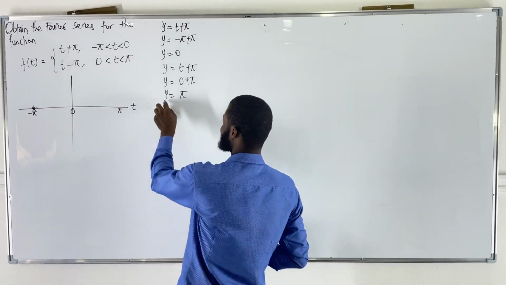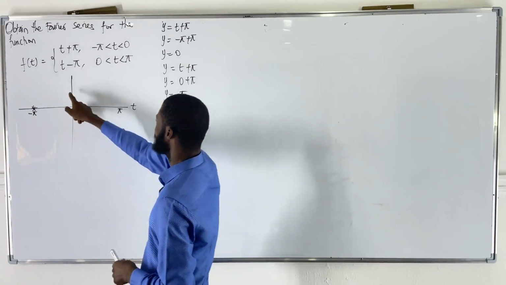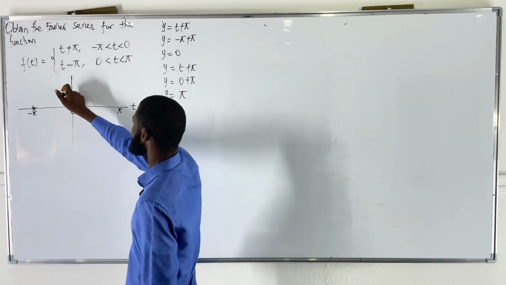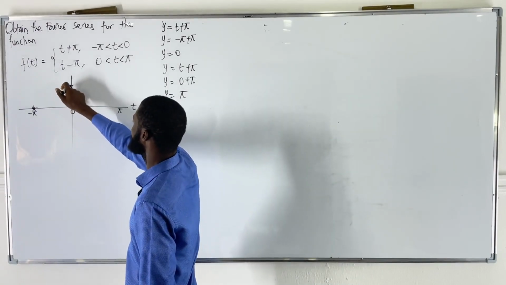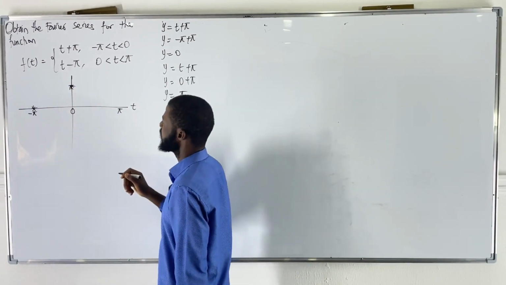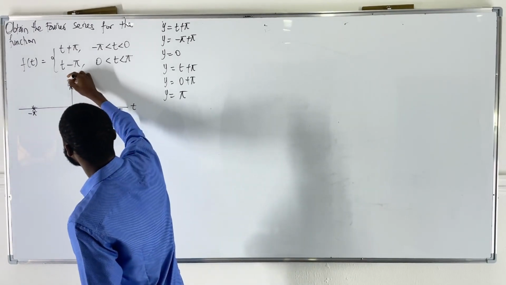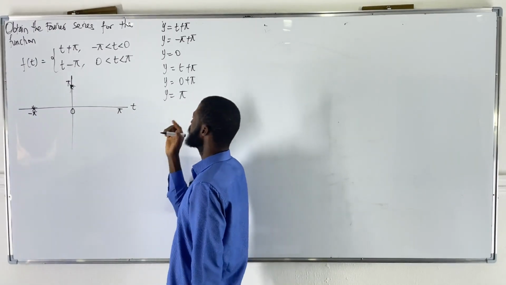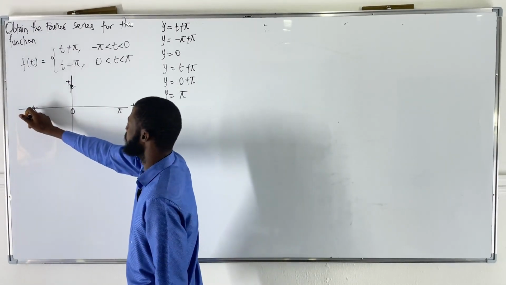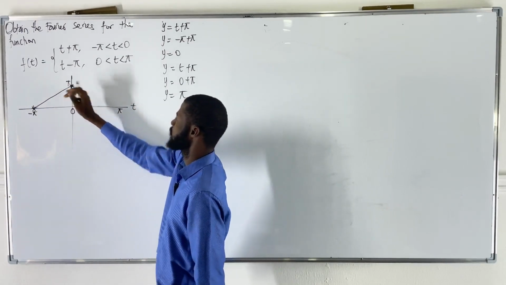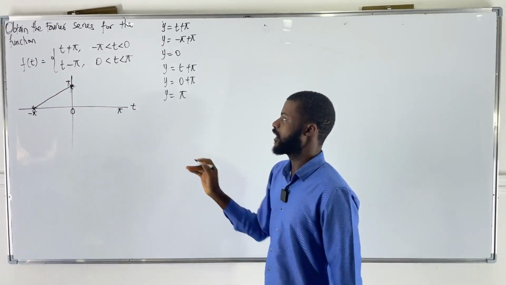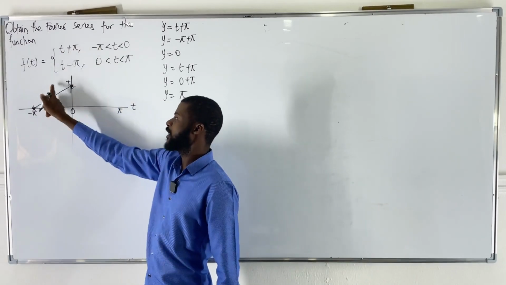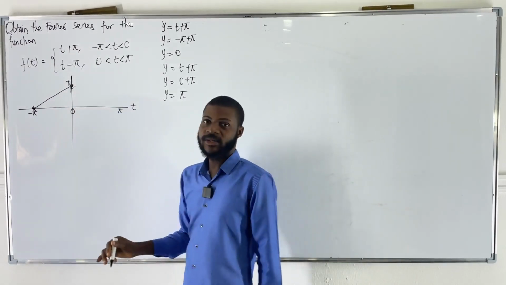So let's continue. So this is y equal to pi. So let me put my pi somewhere here. Good. That's not looking as if it's pi. Okay, let me put it here. Okay, so that's what we have. This means that the line is going to be from this to this. That's just the meaning. So I've been able to graph t plus pi. So this is my t plus pi.